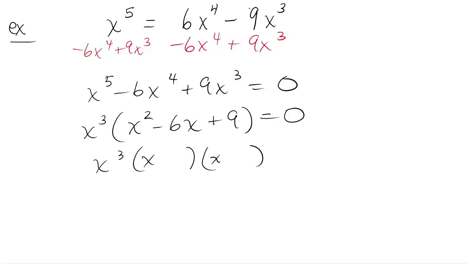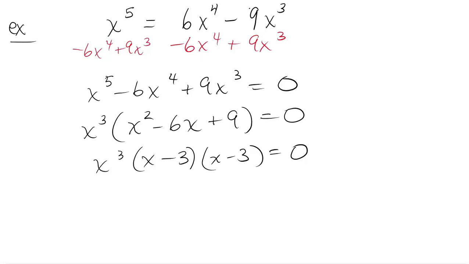X times x is the only reasonable way to get x squared. To get 9 in the back, we could take 9 times 1 or 3 times 3. Well, 3 plus 3 is 6, so that seems like the better guess. And then to make them multiply to a positive but add to a negative, I need them both to be negative. So it's 2 copies of x minus 3.